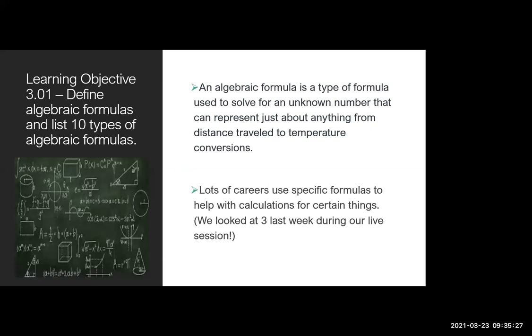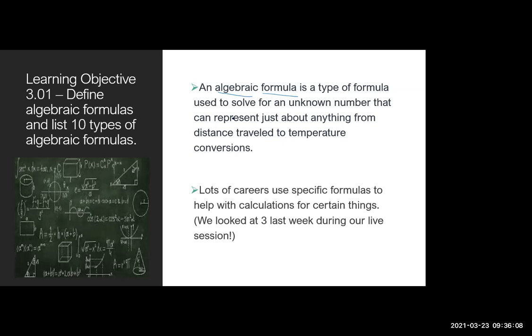Let's see, our next learning objective is to define algebraic formulas and list 10 types of algebraic formulas. An algebraic formula is a type of formula that's used to solve for an unknown number that can represent just about anything, from distance traveled to temperature conversions. So an algebraic formula is simply a formula where you're looking for an unknown value. These formulas can be used in any and all career types.